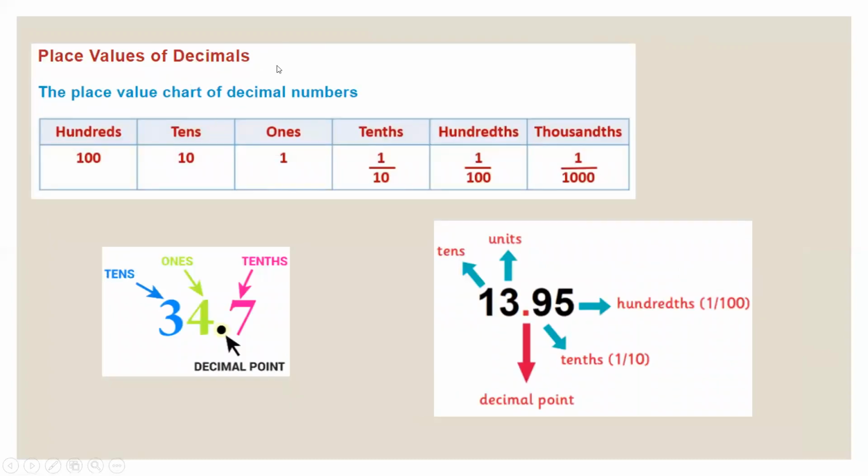Place value of decimals is given in this chart. Here in the example, 34.7, 4 is at the ones position, 3 is at the tens place, this is the decimal point, and 7 is at the 1/10 position. Here in this example, the number given to us is 13.95. 3 is at the units place, that is the ones place, 1 is at the tens place, this is the decimal point, 9 is at the 1/10 position, and 5 is at the 1/100th position.